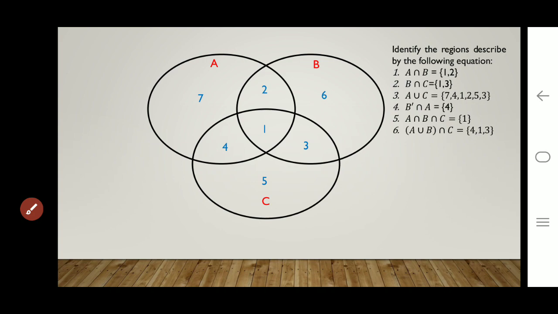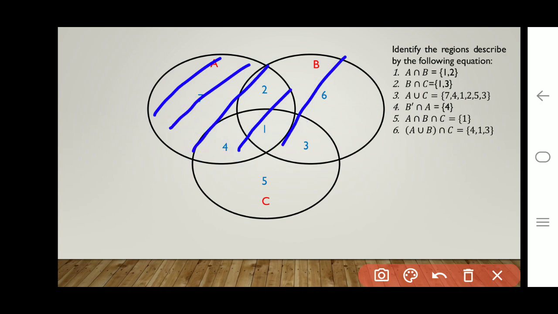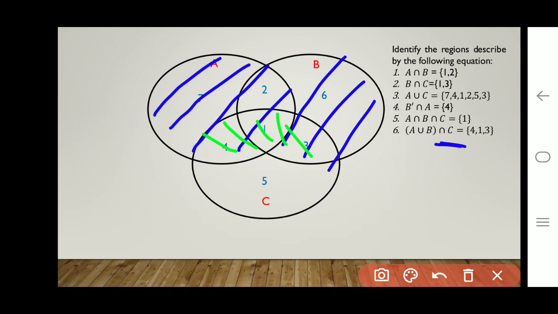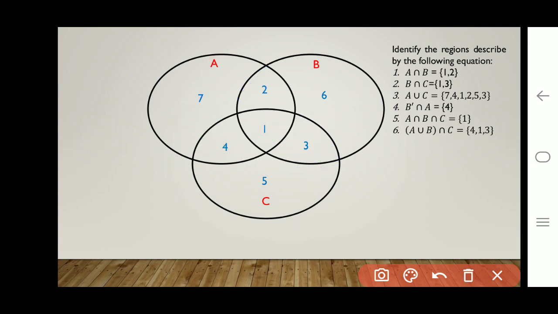We have A union ng B. Asan ba yung A union ng B? Diba, pag pinagsama mo yung area ng dalawa, ito siya. A union ng B. And then, consider mo daw kung ano yung intersection niya kay C. Ano ba yung common niya kay C? Diba, ito lang. Ito lang. Diba, ito yung nag-intersect sa region ni C. Therefore, we have ito, 4, 1, and 3. Yun.